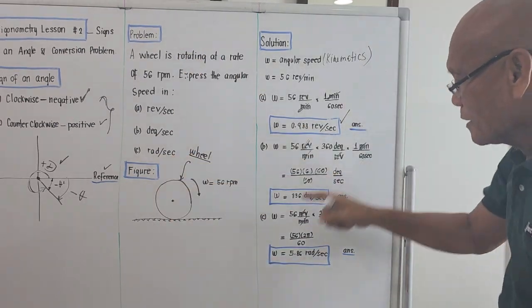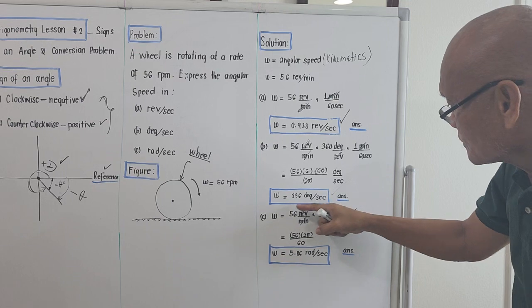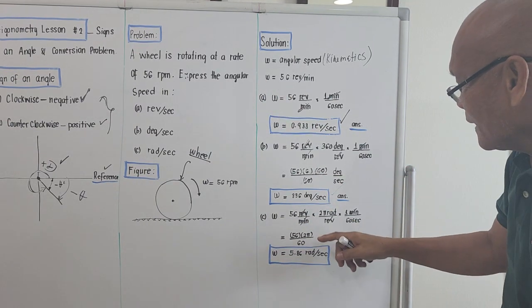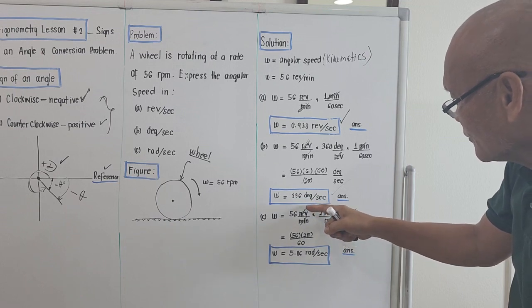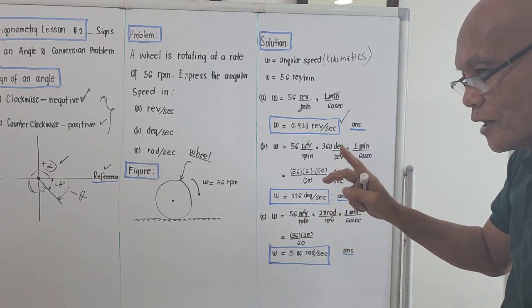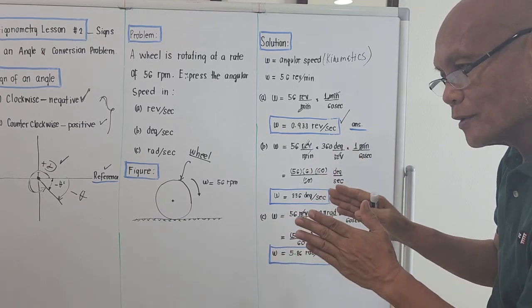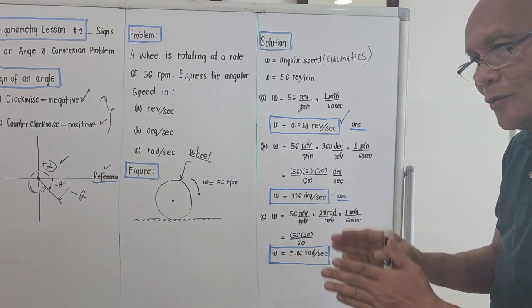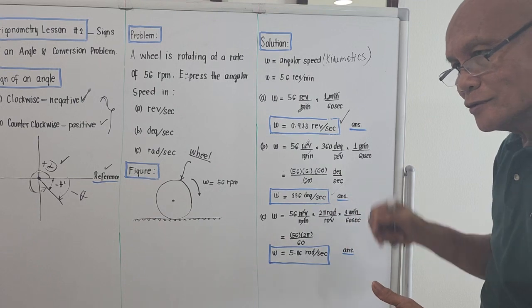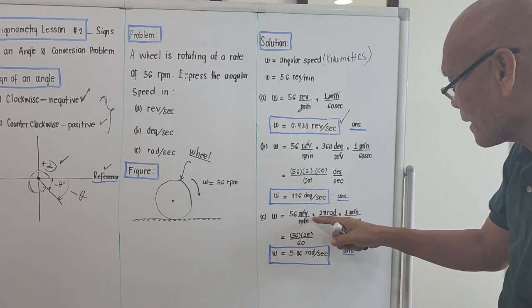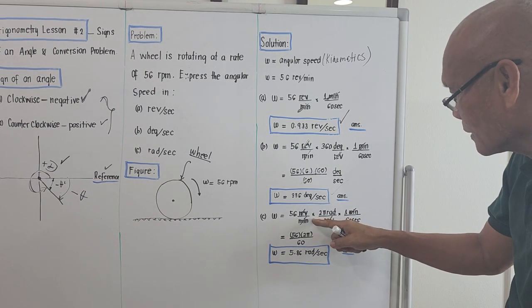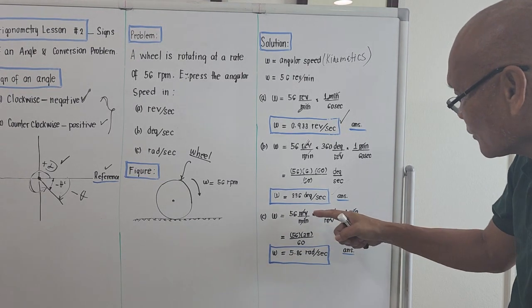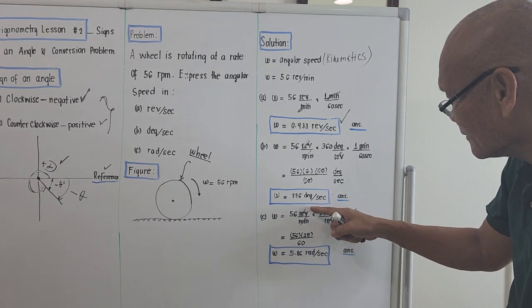So again, omega, this is 56 revolutions per minute. I just rewrite it. I will try to remove this revolution here. So I will think of the relation of radians in terms of revolution. The last time around, one complete revolution is 2 pi radians, right? So the operation is multiplication, 2 pi radians per revolution, because I want to eliminate this revolution here.